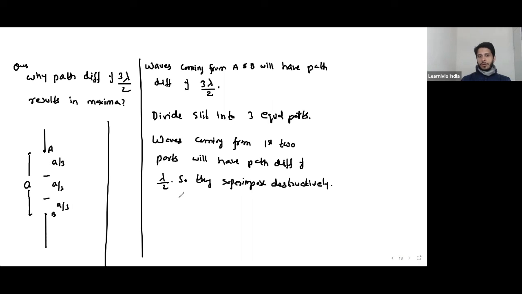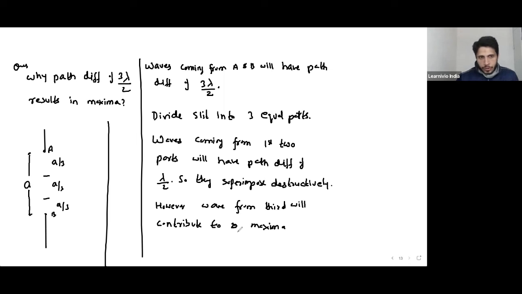But the wave from the third part, however, will contribute to maximum. The waves from the first two parts will cancel out each other, but the wave from the third part will survive. That will result in maximum, and that wave will contribute to maximum. So next, this is the next theoretical question on diffraction.